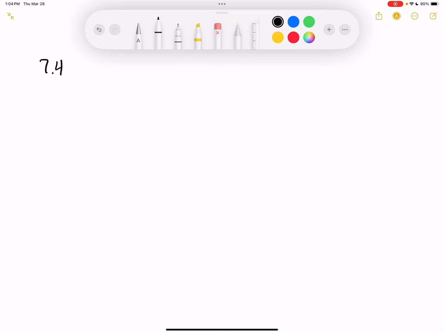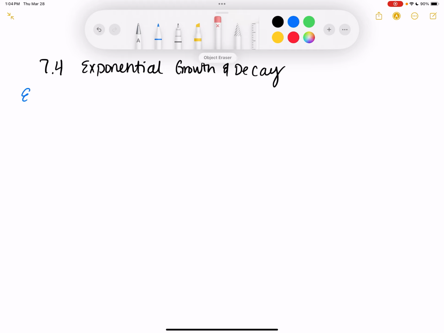All right, 7.4, exponential growth and decay. If I can spell. All right, so first, still clearly can't spell, separable differential equations.